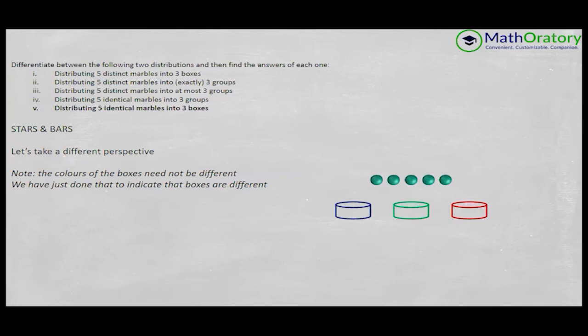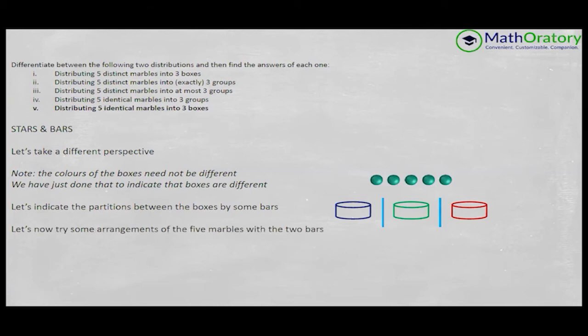So I've just drawn this figure to elaborate this example. What we'll do is, if I place these three boxes in a line, because we have three boxes, there will be two gaps in between them, and so two bars are sufficient in this particular example. Now let's try some arrangement of the five marbles with the two bars that we have. Okay, so we have the five marbles and the two bars. Let us try some arrangement between these items.